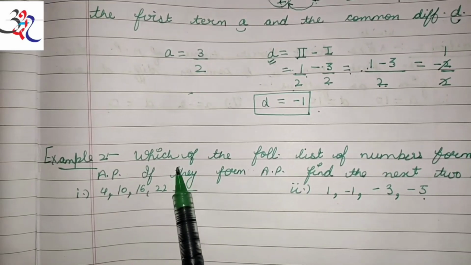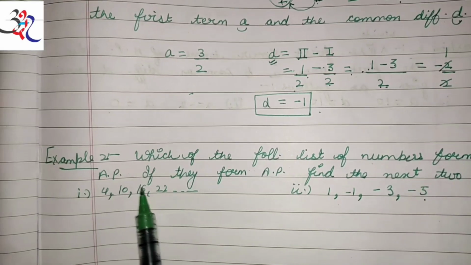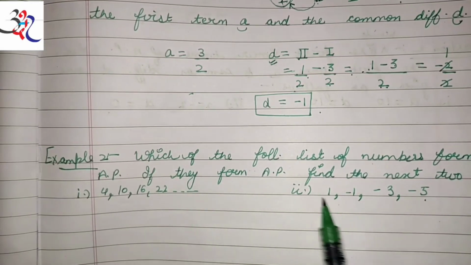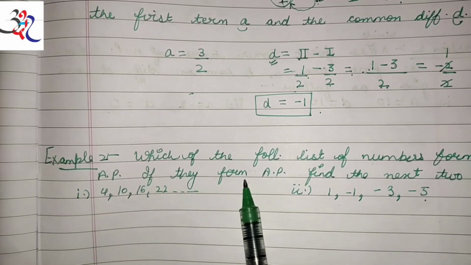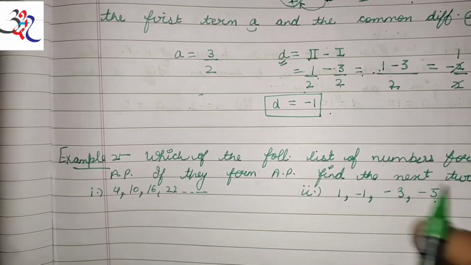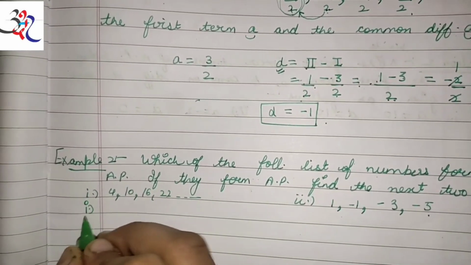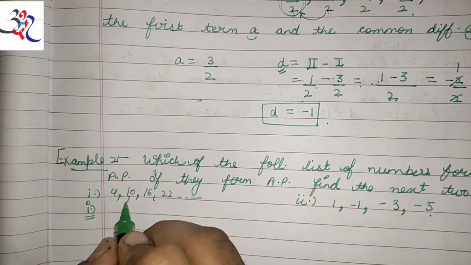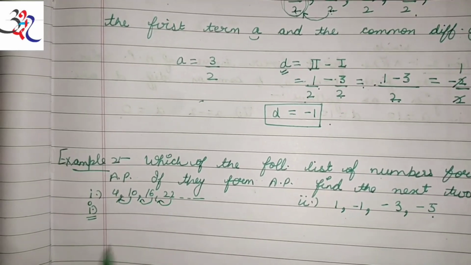So what does the statement say? Which of the following lists of numbers form an AP? So we have to find out whether these lists are forming an AP or not. If they form an AP, find the next 2 terms. So if they are forming an AP, then we have to find out their next 2 terms. So how to decide whether it is forming an AP or not? You have to find out the common difference between these consecutive terms.